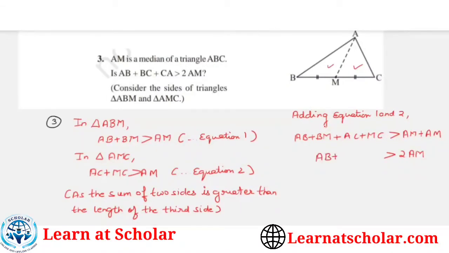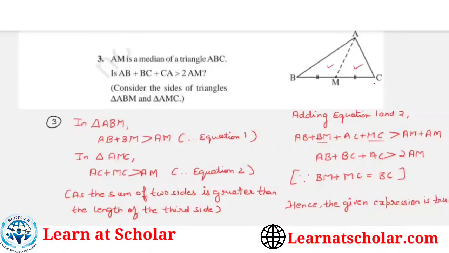And we will get AB plus BM plus AC plus MC is greater than AM plus AM, that means 2AM. Now BM plus MC is equal to BC plus AC or CA. Hence the condition is satisfied. That means AB plus BC plus AC is greater than 2AM.